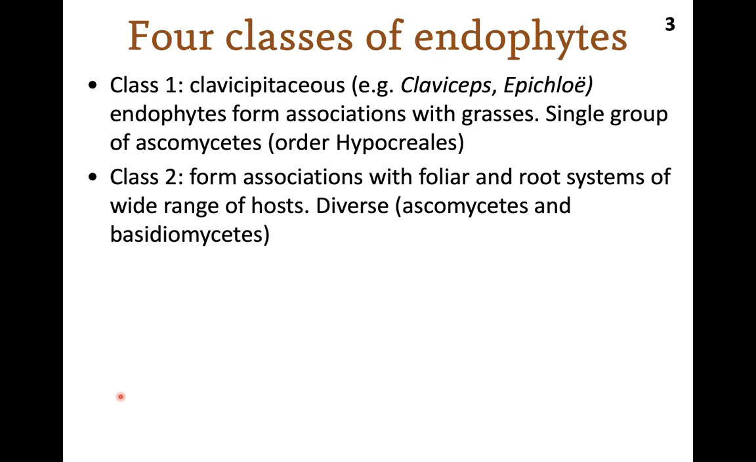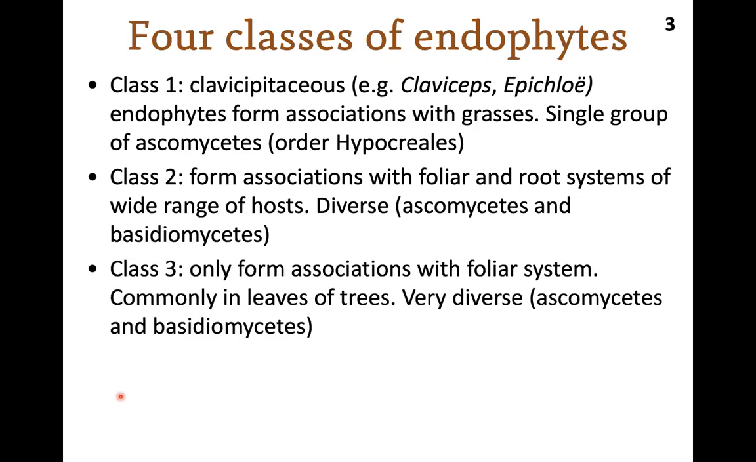Class 2 endophytes form associations with both the above and the below ground parts of plants, and they do this with a wide range of hosts. So there's lots and lots of different hosts that can form these associations, and furthermore there's lots and lots of different kinds of fungi that can form these associations. So these are very diverse. So these class 2 endophytes, in contrast to class 1 endophytes, can be found across the Ascomycota and across the Basidiomycota.